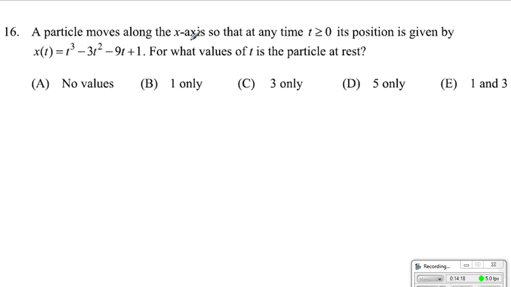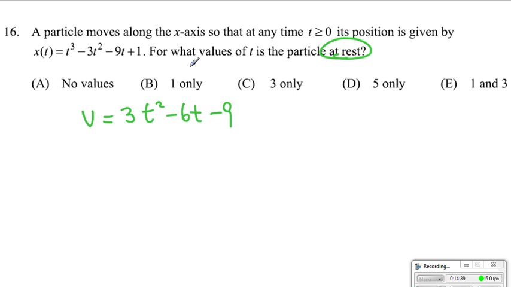The particle moves along the x-axis, given in this way. For what value of t is the particle at rest? At rest basically means velocity has to be equal to 0. So here velocity is equal to 3t squared minus 6t minus 9.